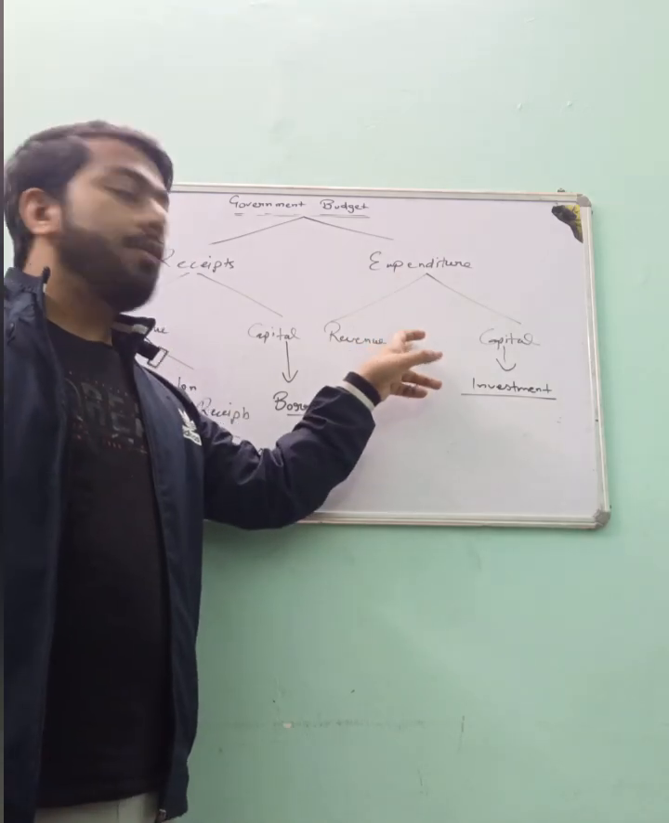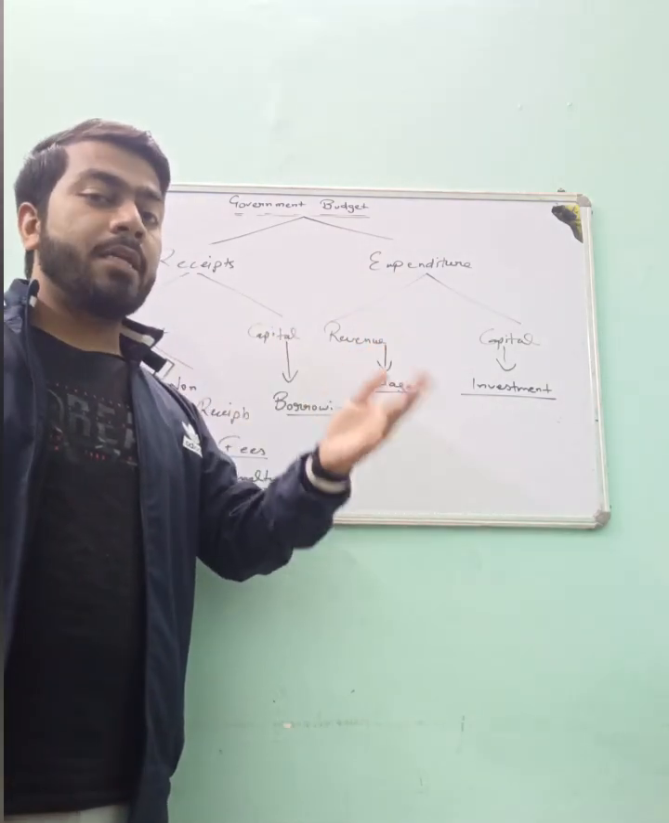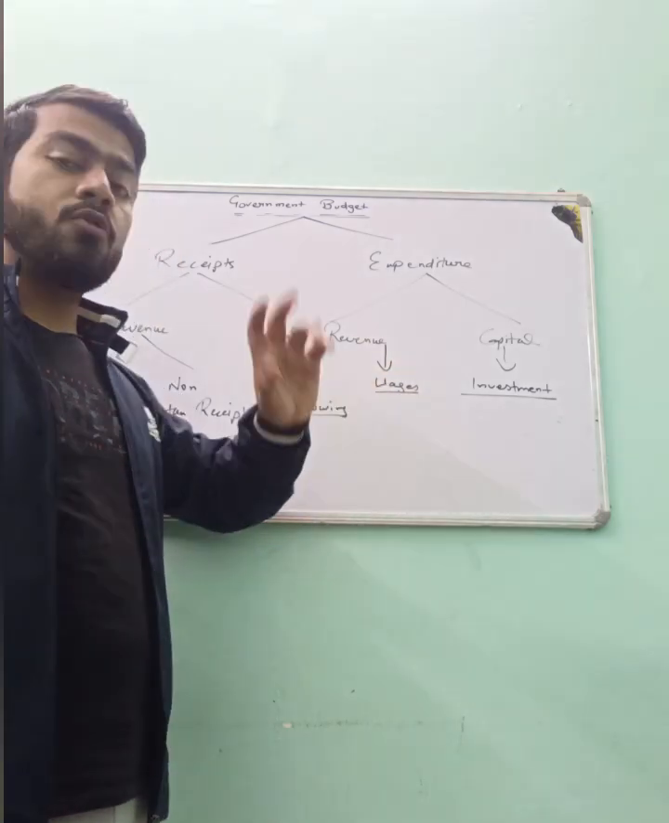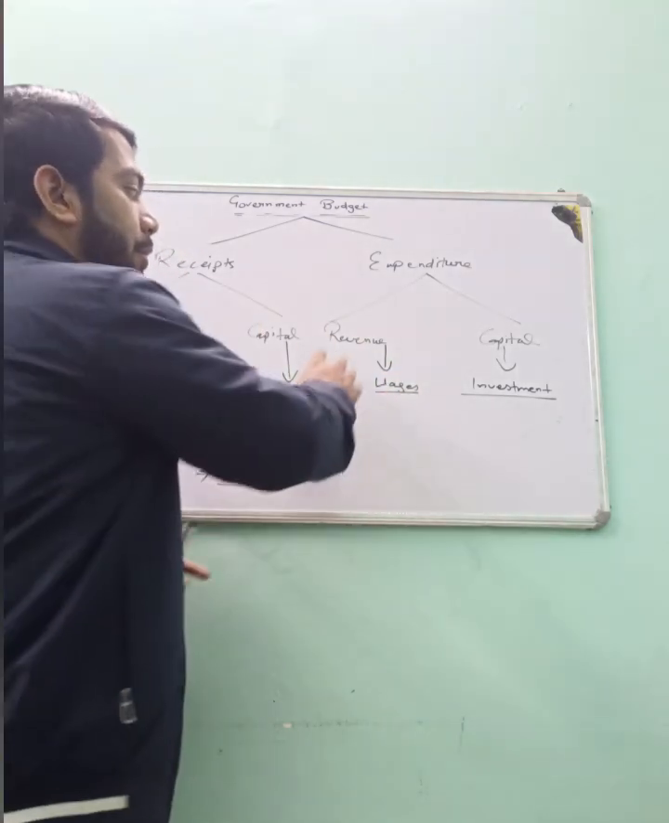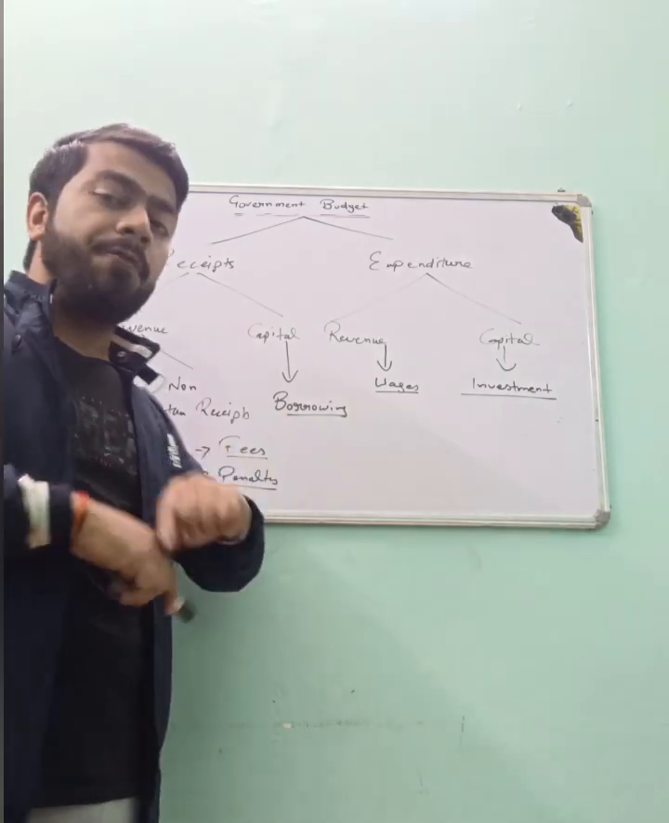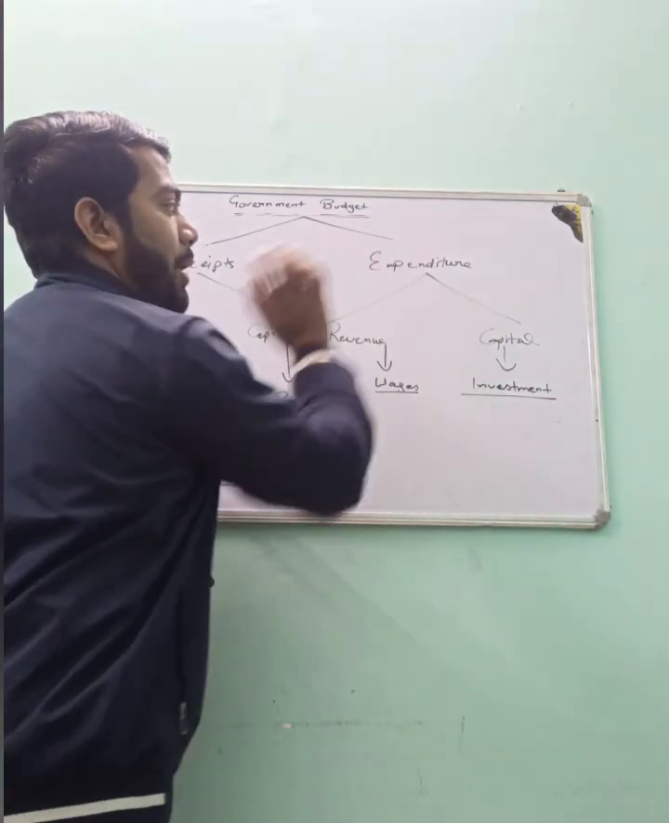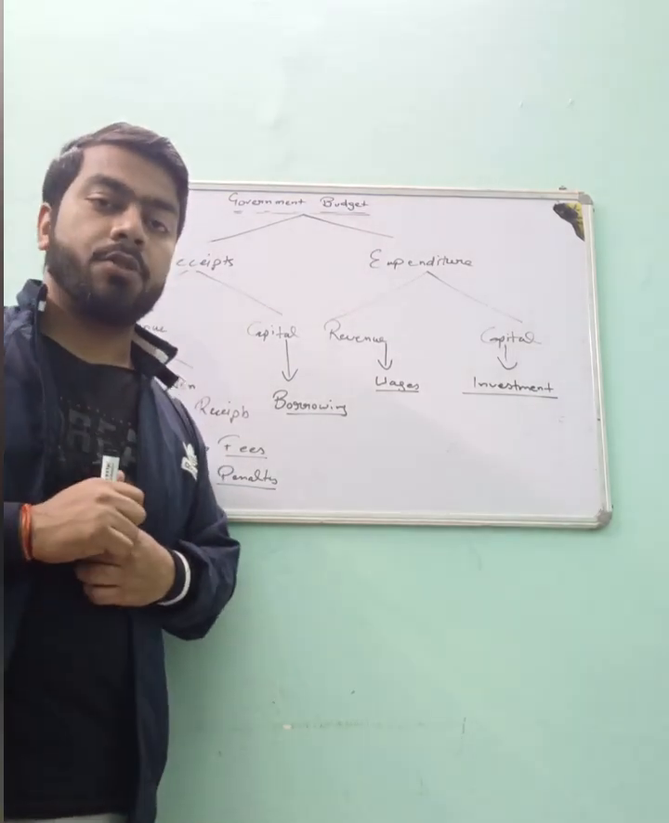On the expenditure side also, if government is spending some money and it is not affecting an asset or liability, then it will form part of revenue expenditure. But if it is affecting either an asset or a liability, then it will form part of capital expenditure.